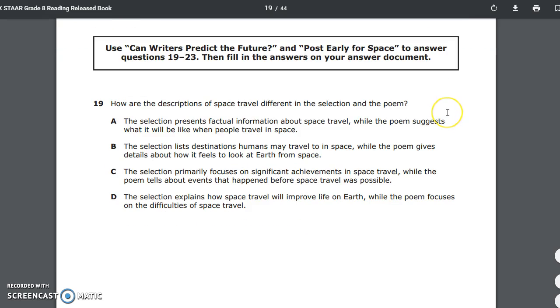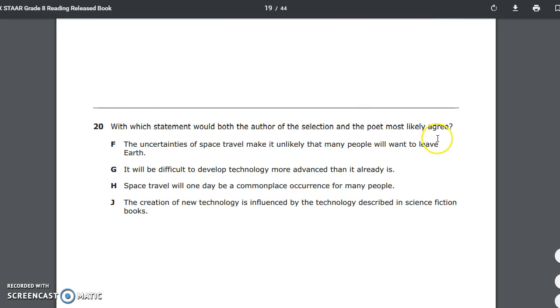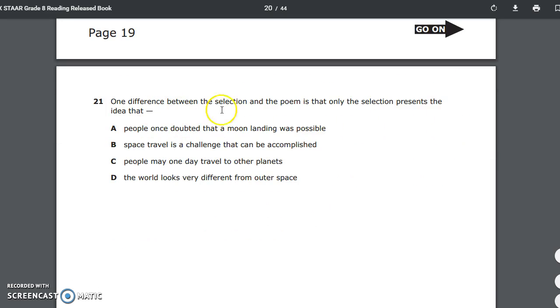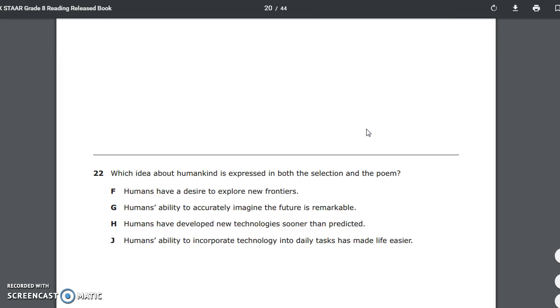So now I have to make some connections. So here I'm asked how they are different. Here I might be asked what they might most likely agree on. How could they be similar? And again, one difference between the two. So here I'm really looking at how they could be the same and how they are different. So those are things you can think about as you're reading.